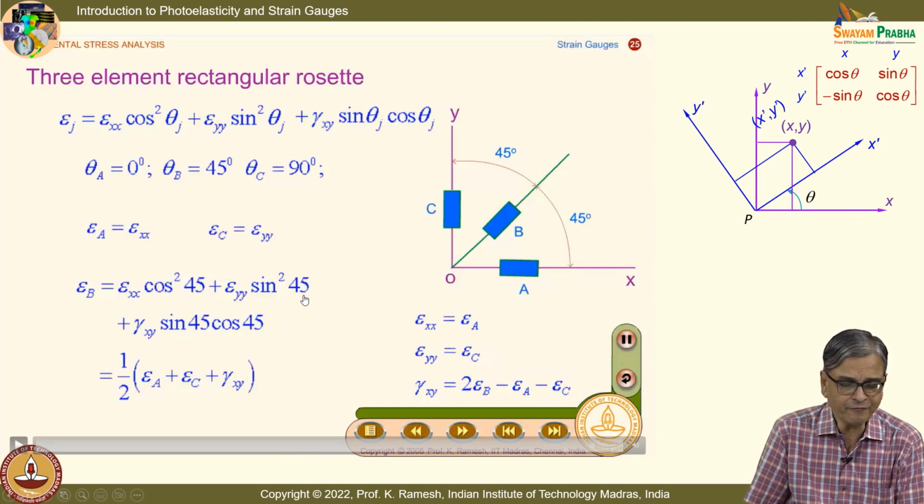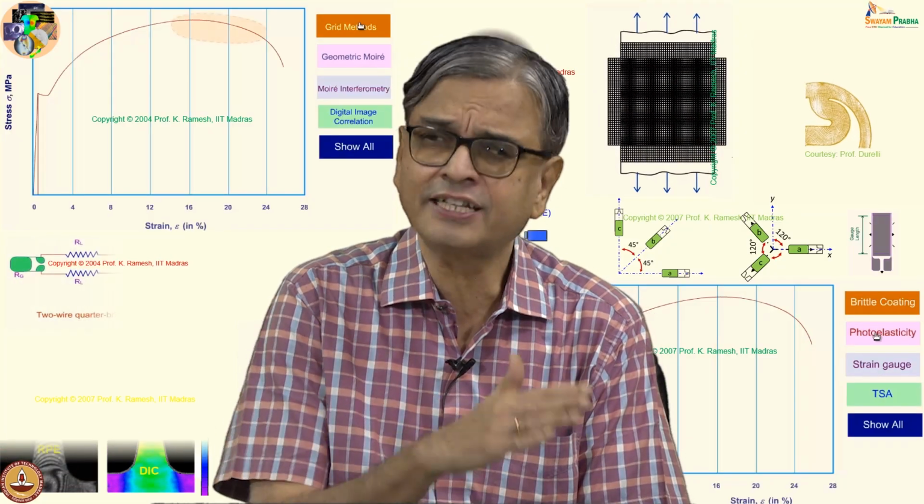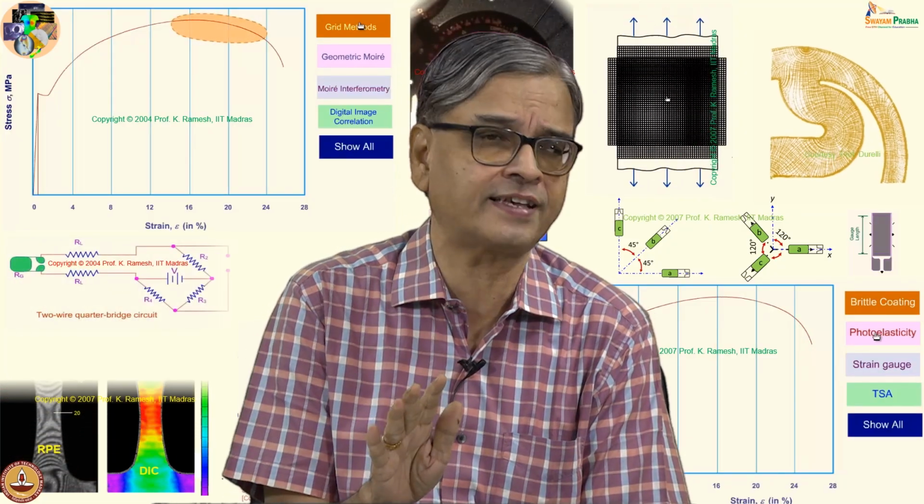And when you simplify, I get epsilon x is identical to epsilon A. Epsilon y is identical to epsilon C because I have aligned it along the reference axes x and y. And gamma xy comes as 2 epsilon B minus epsilon A minus epsilon C. It is very simple and straightforward. There is nothing new. It is all high school physics.